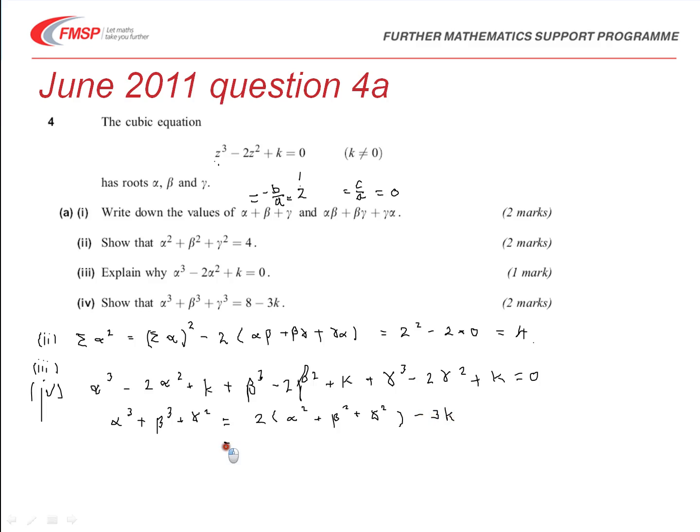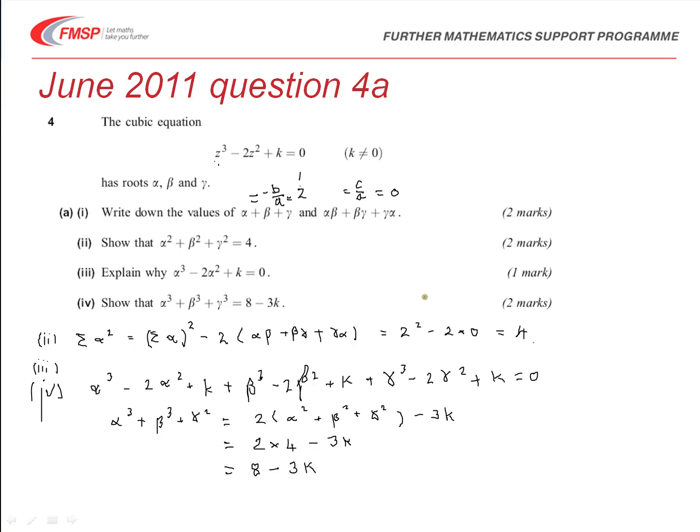Then we can finish it off, because what do we know about alpha squared plus beta squared plus gamma squared? Well, what did we say? That was equal to 4. So this becomes 2 times 4 minus 3k, which gives us our 8 minus 3k as required.